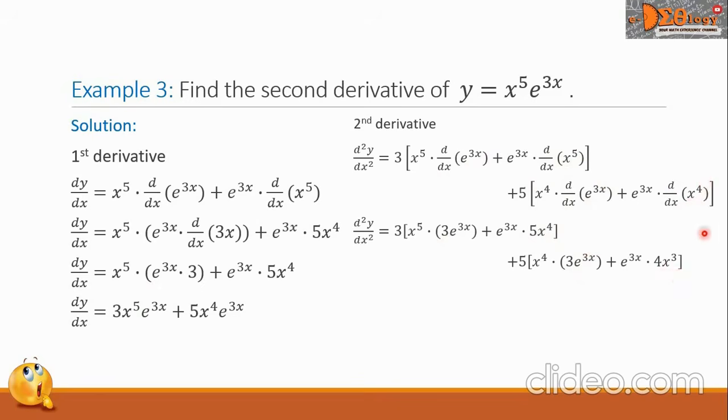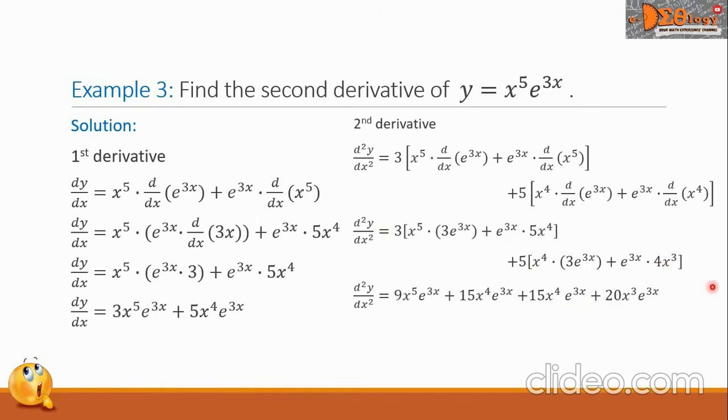Let us now simplify this line by multiplying the respective constants inside. So we will have this 9x raised to 5 e raised to 3x plus 15x raised to 4 e raised to 3x. The first two terms here correspond to this group. Plus 15x raised to 4 e raised to 3x plus 20x cubed e raised to 3x. The last two terms here correspond to this group.